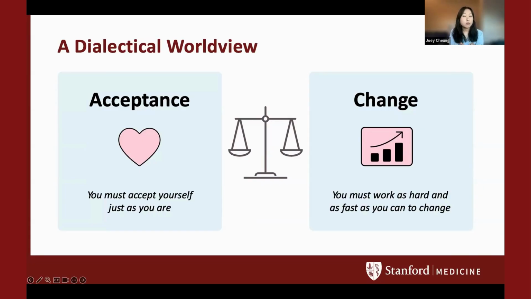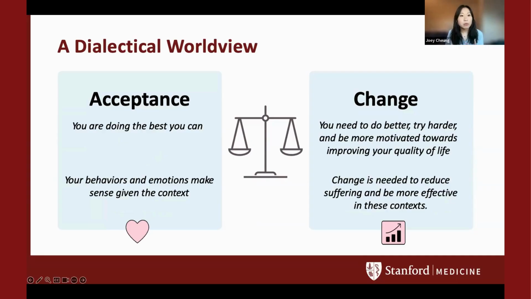So at its core, this worldview suggests that the tensions and opposites in our lives are constant and inevitable, and that the aim of our work in DBT and in this treatment is to find and balance oppositional truths to create a more holistic and full understanding of reality so we have a fuller base of being able to tackle the challenges around us. The idea that we are able to hold as true, you must accept yourself just as you are, and you have to work as hard and as fast as you can to create the change that you want in your life.